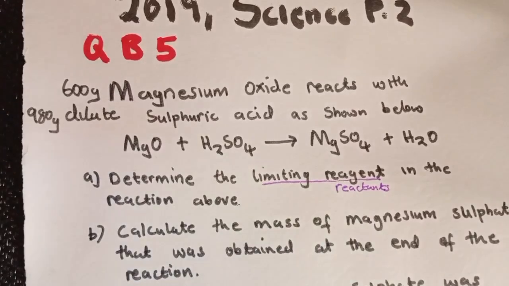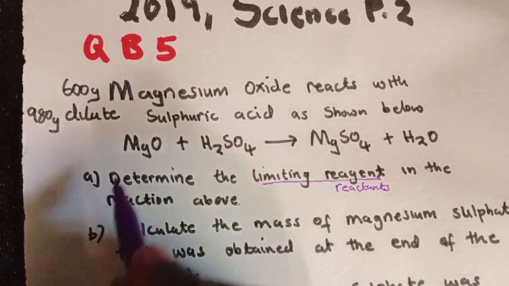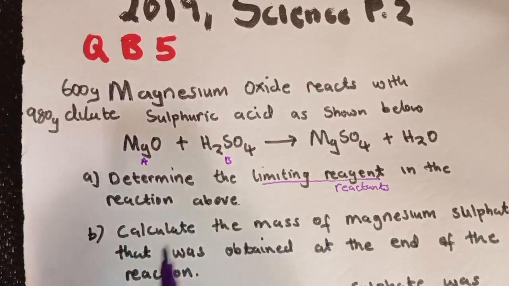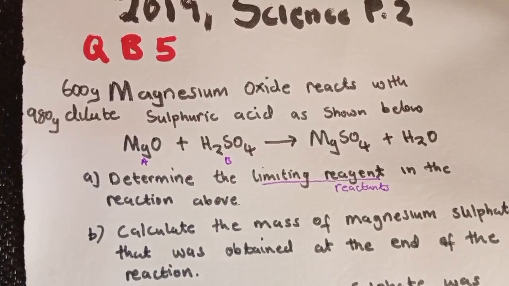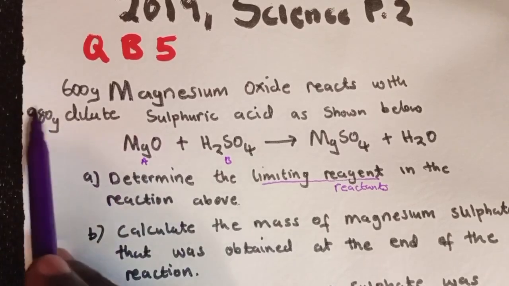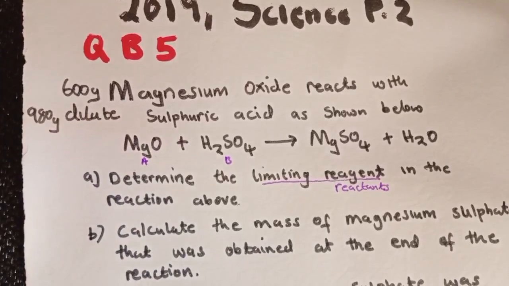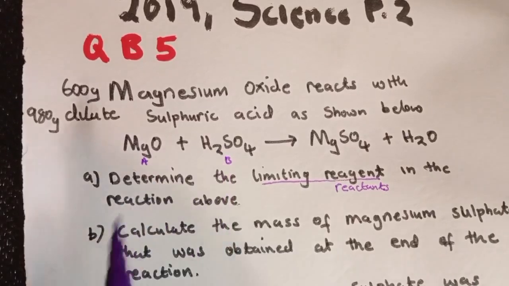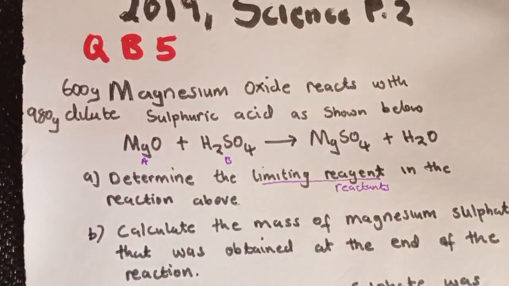The limiting reagent is simply the reactant that will finish faster when the reaction is going on. We have reactant A, which is magnesium oxide, and reactant B, which is sulfuric acid. You can see that dilute sulfuric acid looks to be more, but when the reaction takes place, this one may finish faster. So the way to think of the limiting reactant is that it is the reactant, between A and B, that runs out much quicker. If the magnesium oxide finishes, the reaction will stop. So the limiting reactant controls how long the reaction will take place, because once it finishes, the reaction will stop.